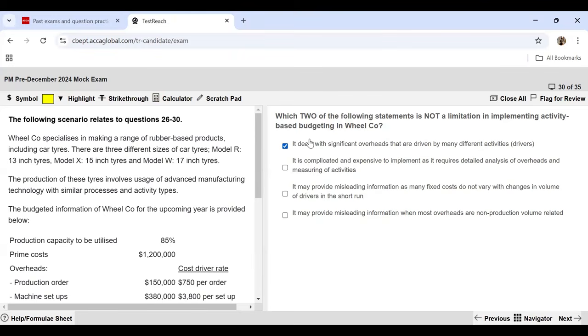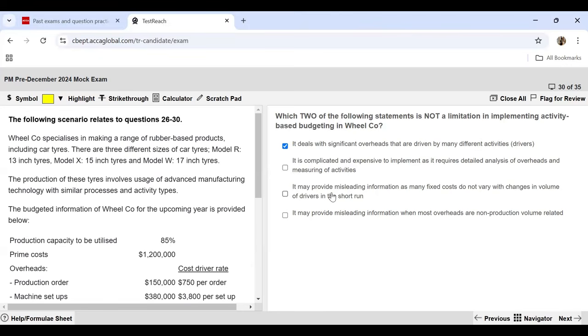Next says it is complicated and expensive to implement, as it requires detailed analysis of overheads and measuring of activities. This is absolutely a limitation. Being complicated, being expensive is a weakness of this method. Next up, it may provide misleading information, as many fixed costs do not vary with changes in volume of drivers in the short run. This is rather a limitation of this method. That's why we have to select over here not the limitations. So we eliminate the third one also.